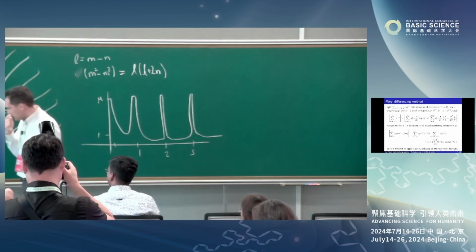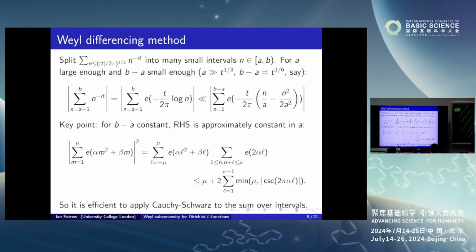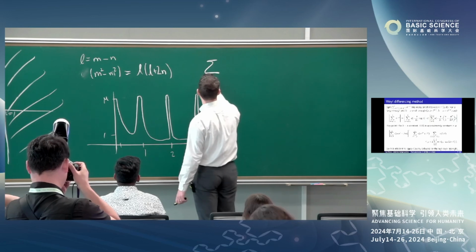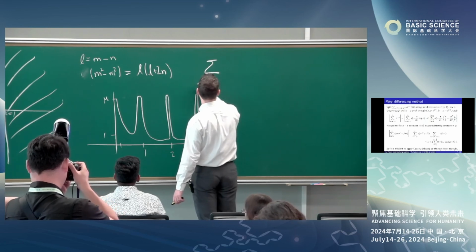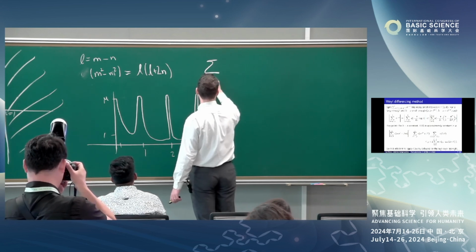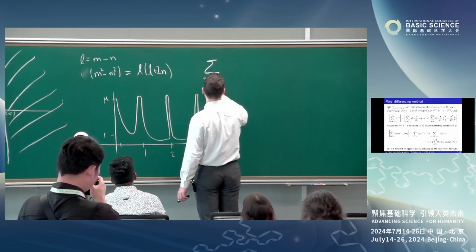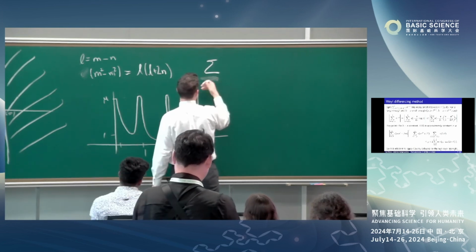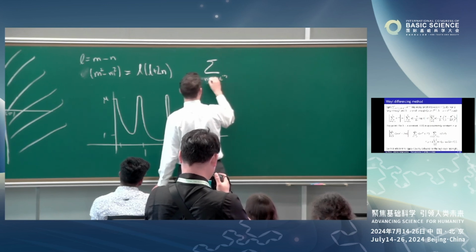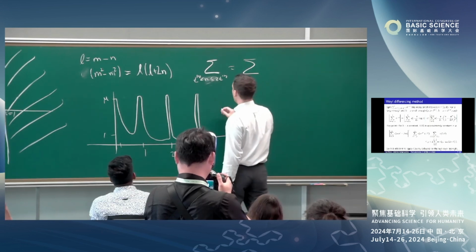One of the key ideas here is that I have a sum over many sums. Let's say n is on a dyadic range of size square root of t, so n goes from t to the 1/2 to 2t to the 1/2. I'll write this as many sums.